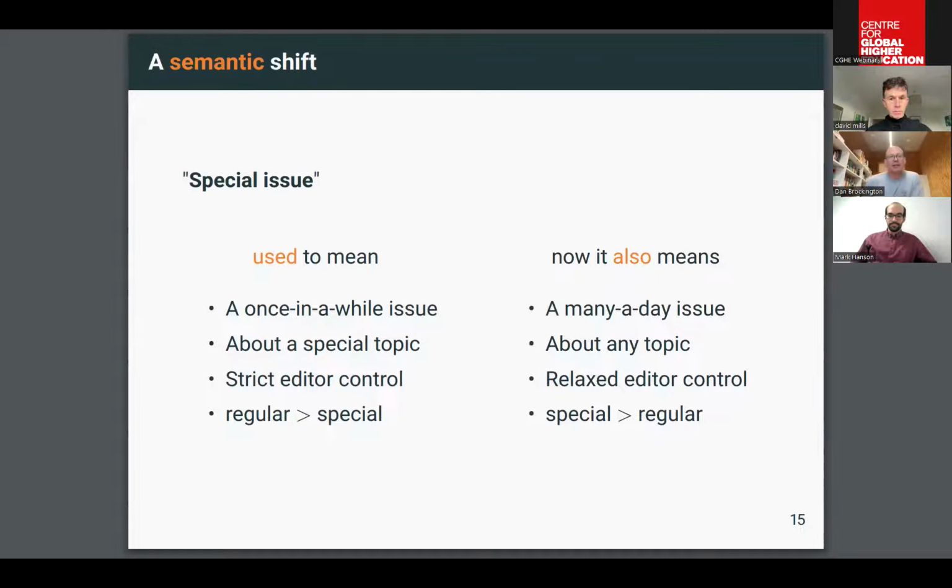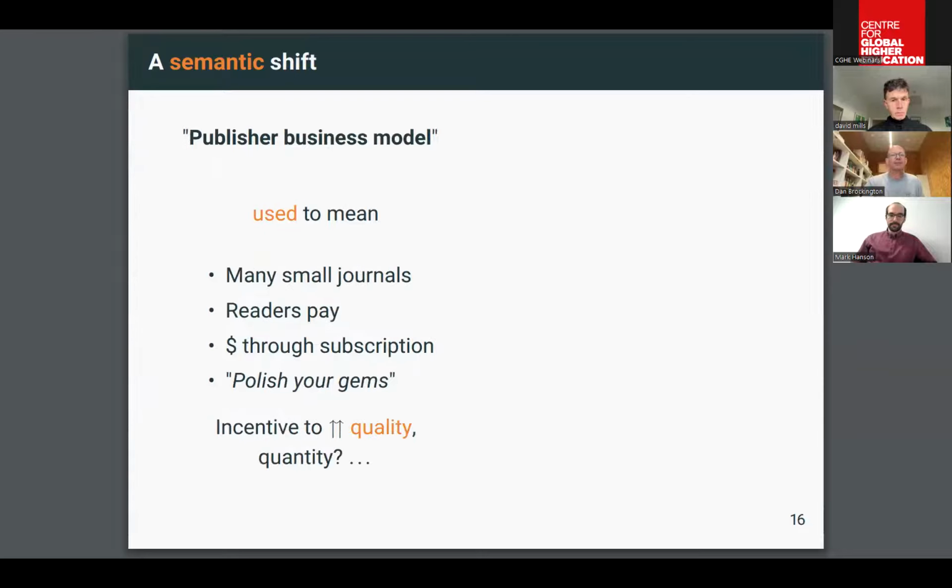It also means these days that you can have many special issues per day, that they can cover an extraordinary variety of topics. The editorial control over them is relaxed compared to normal, and you have more special issues than regular articles. And I think one of the interesting things about the data that we're going to present is that for the first time, to our knowledge, they provide quantitative backup to the idea that special issues are actually a softer form of publishing. And this is something that we've known about as water cooler conversation, but not seen demonstrated empirically.